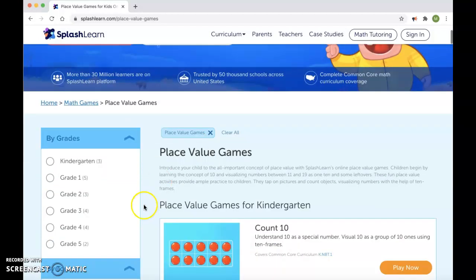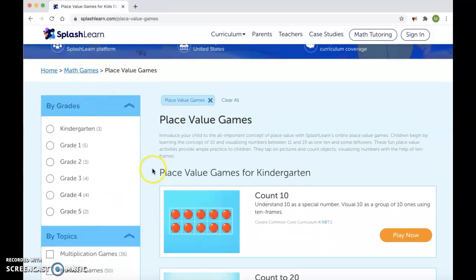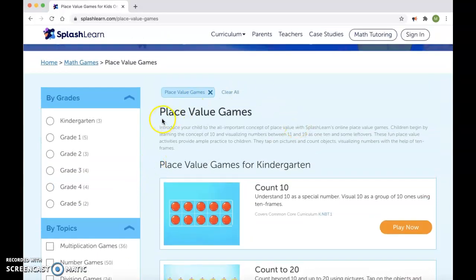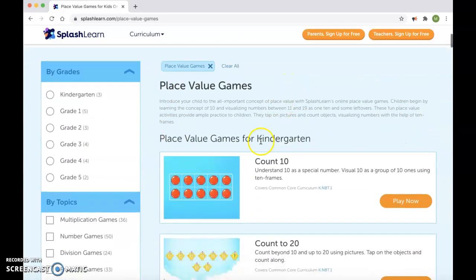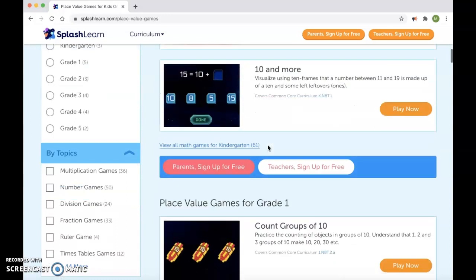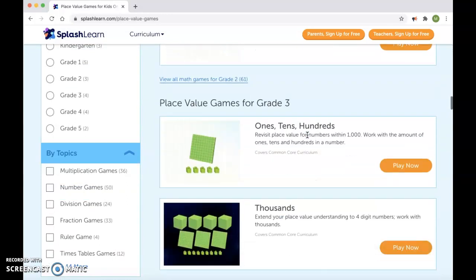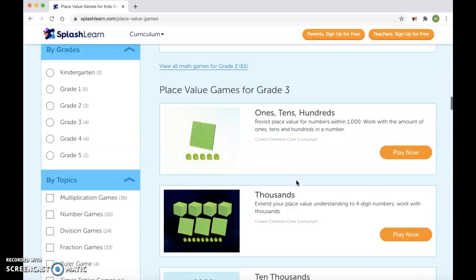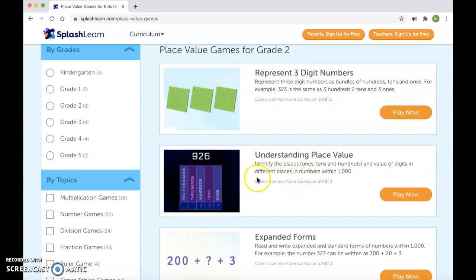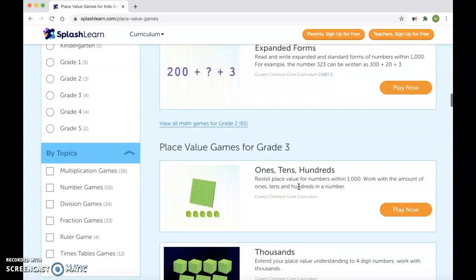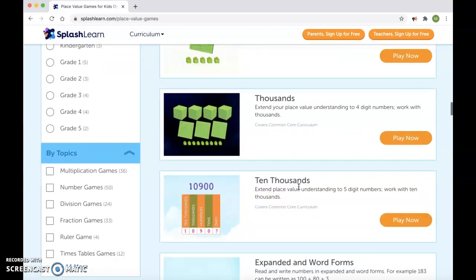If you scroll down, you can look at different games based on the grade level. You can also look dependent upon the topic. So it gives you a brief description at the top. Then we scroll down, it's organized by grade. So it starts with kindergarten, grade 1, grade 2, grade 3. It lets you know that different Common Core standards are being applied during these activities. And for some games, it lets you know specifically which one, which can be very, very beneficial, especially for teachers.